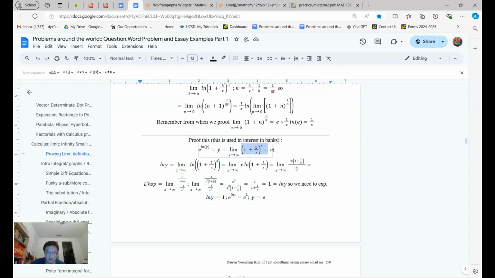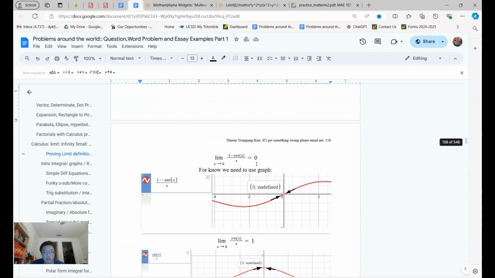And this is for bank interest things. It shows that if this happens, it'll go all the way to e. It's not really that powerful, but I mean, yes, powerful for banking, I guess. But who likes banks? There's still things for.